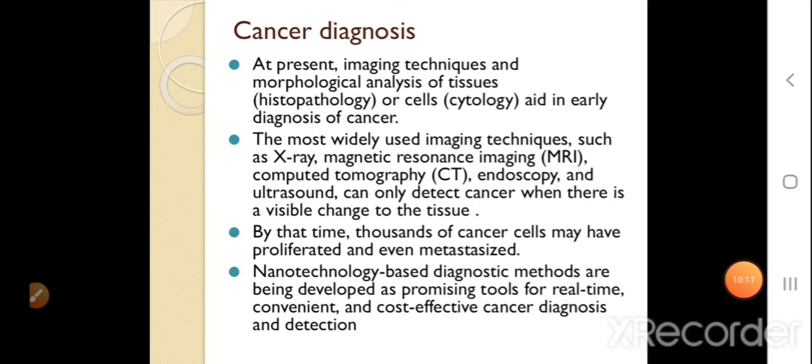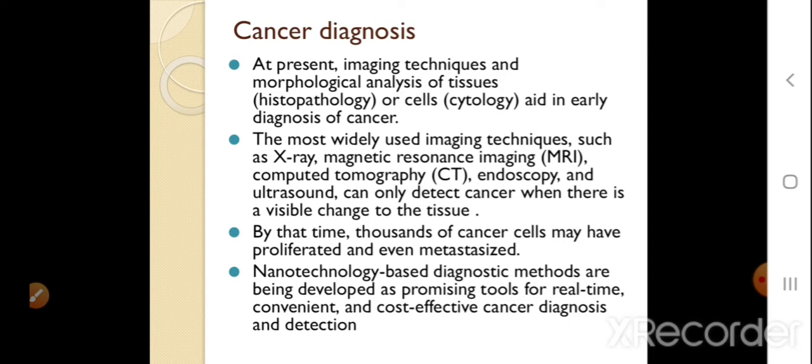Now let's continue with our discussion on the use of these nanoparticles which we have discussed till now for cancer diagnosis. We have seen a class of organic and inorganic nanoparticles, and now we'll see their application in cancer diagnosis in this session and later in another session in cancer therapy.